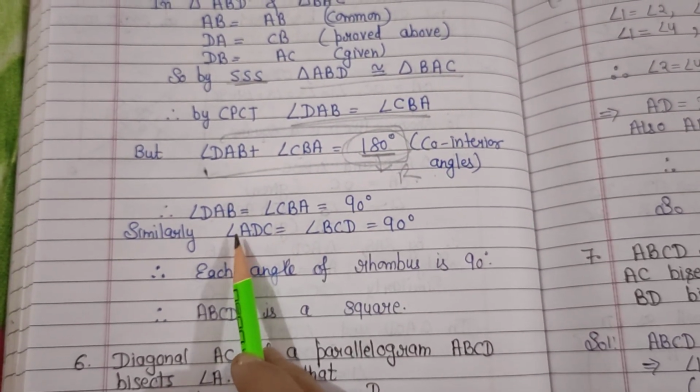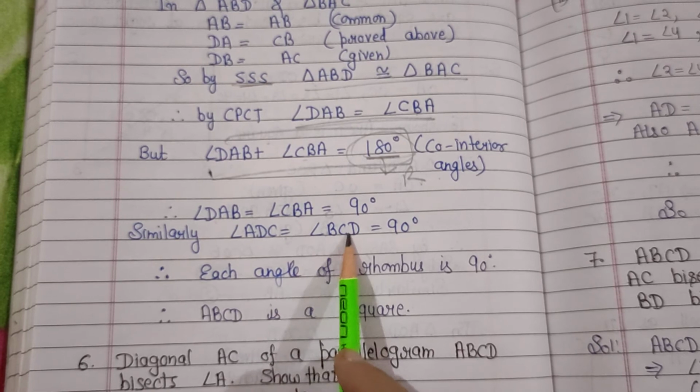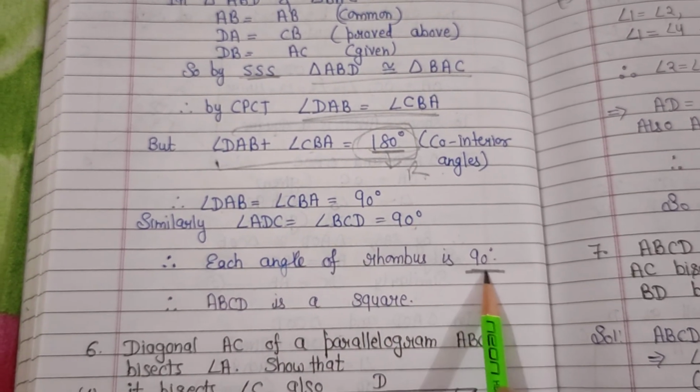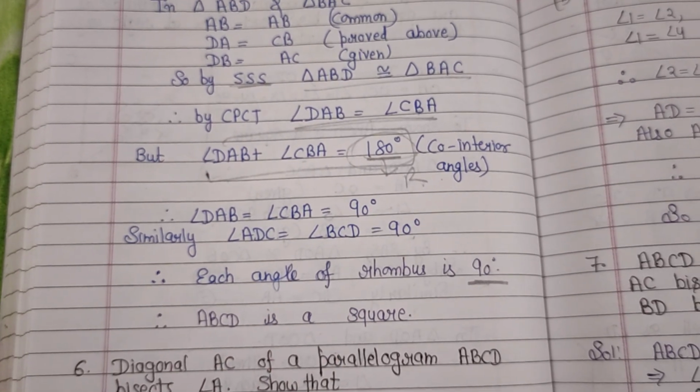Similarly, we can show that angle ADC and angle BCD are 90-90. So each angle of the rhombus is 90 degree. It means ABCD is a square.